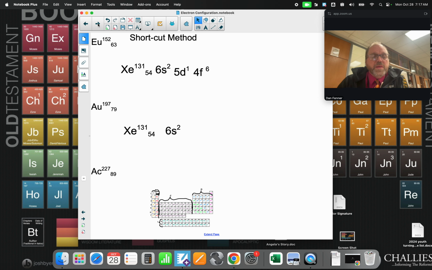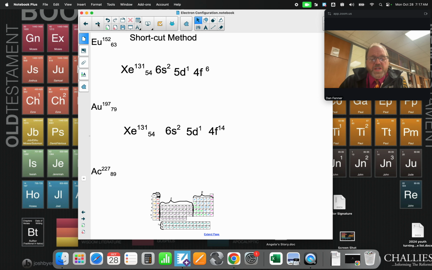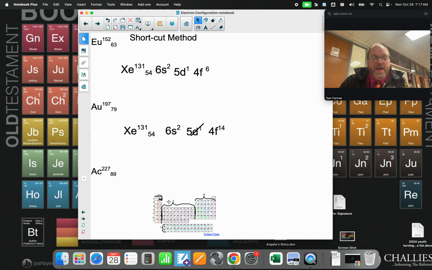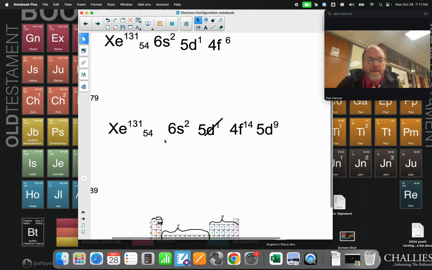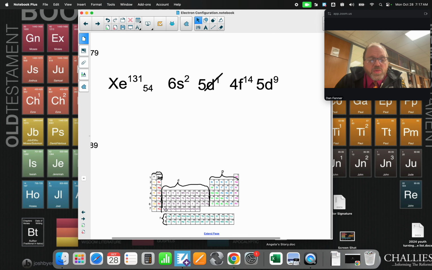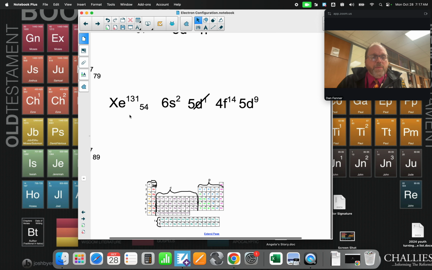So we're going to go 6s2, 5d1, drop down the 4f all the way across, 4f14, come back up, and cross 5d1 out. Now I've got to count to gold, 5d9, like we did before. All right, try actinium on your own. See what you can do. Remember, we want to go to the last noble gas before. Actinium's right here, so last noble gas before. See what we come up with.